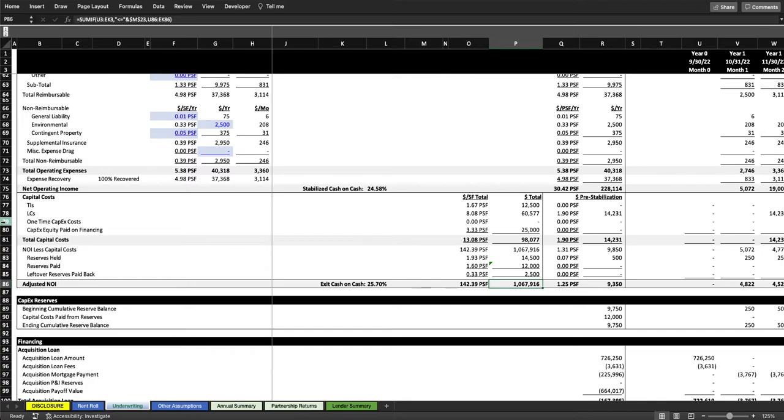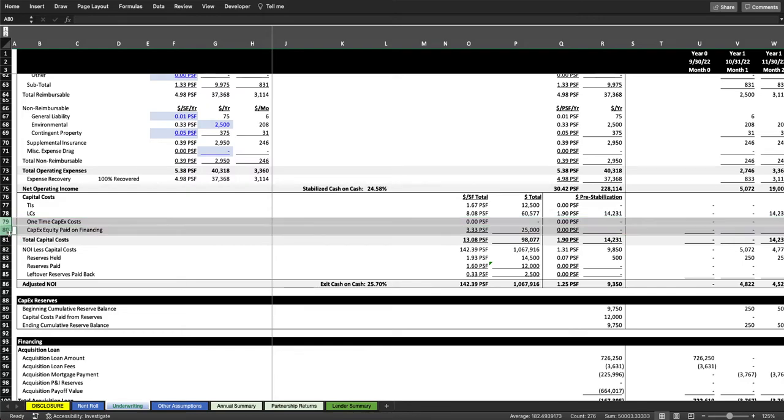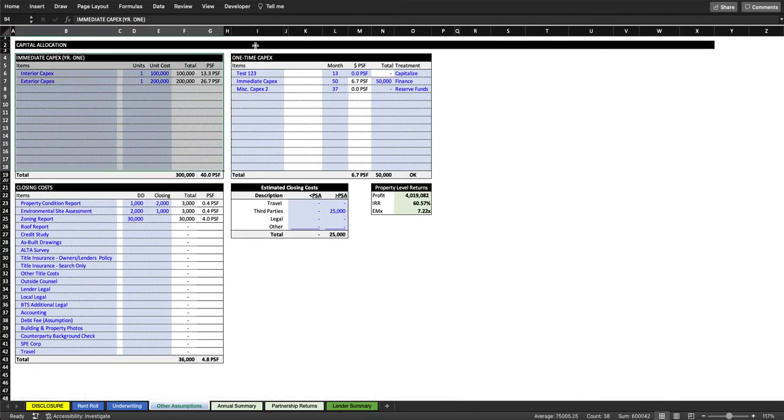And so for these capital costs, you'll see the one-time capital costs and the CapEx equity paid on financing. These two line items are coming from the other assumptions tab. We already talked about the immediate CapEx, and next we're going to talk about this one-time CapEx section. So let's say you know that you're going to have to pay CapEx on something. Let's say it's common area, but you're not going to pay this until you think it's going to be month 24, and you think it's going to be $10 per square foot per year for a total of $75,000.